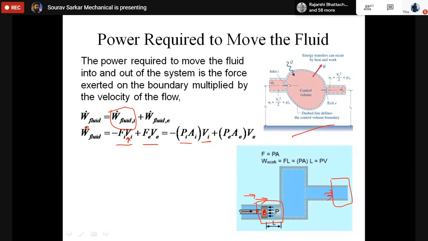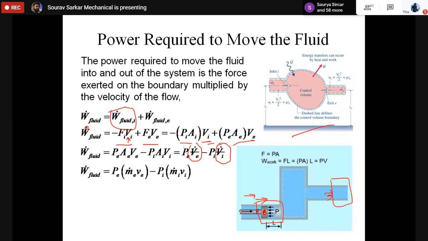It is happening per unit time. So P into A into velocity. This is not volume. This is velocity. Now area into velocity will become the volume flow rate. So this V dot became the volume flow rate. Now this volume flow rate can be written as the mass flow rate into the specific volume. I know that total volume is equal to mass into specific volume. So if we take the derivative on both sides, it will become m dot into small specific volume.